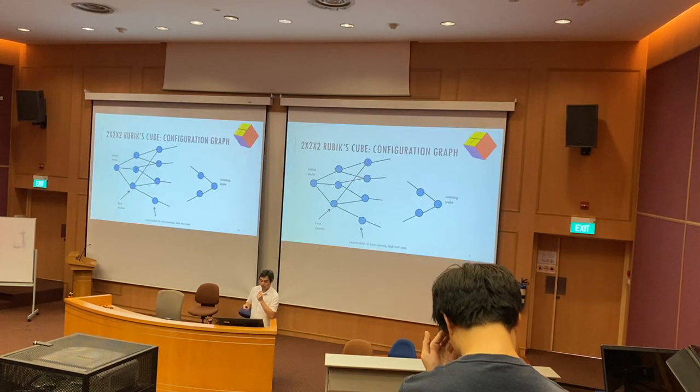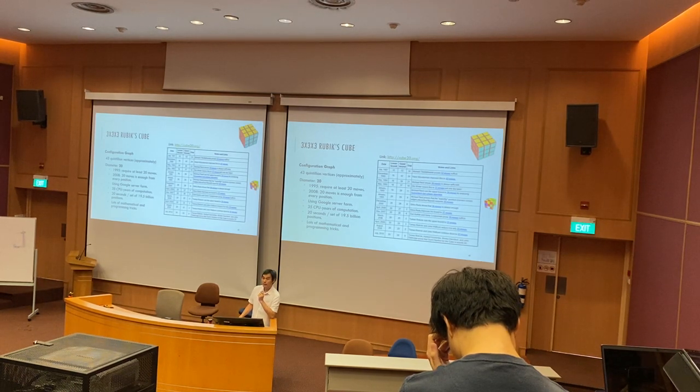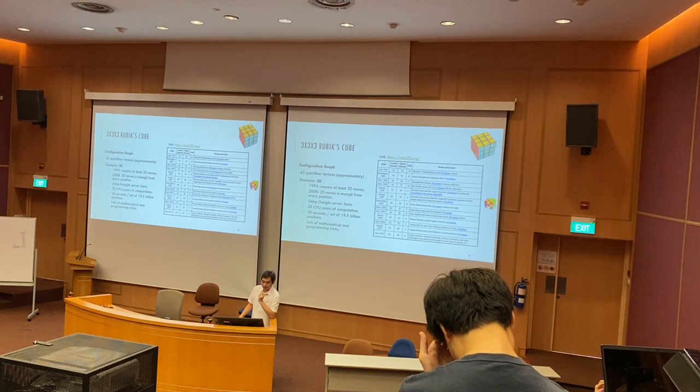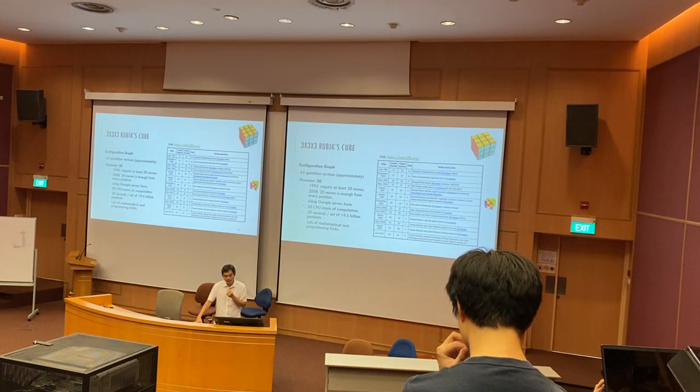Okay, this is a bigger one, so we looked at 2x2x2. Here's a 3x3x3. The configuration graph has 43 quintillion vertices. Quintillion is like, I can't remember, 16 zeros or something like that. Okay? It turns out that the diameter is 20. Right? The diameter is 20. In fact, God's number for the 3x3x3 Rubik's Cube is 20.